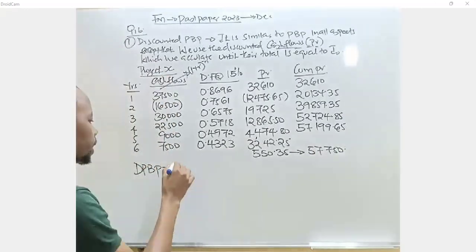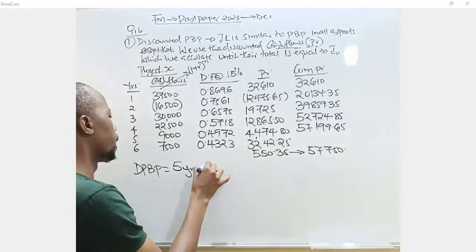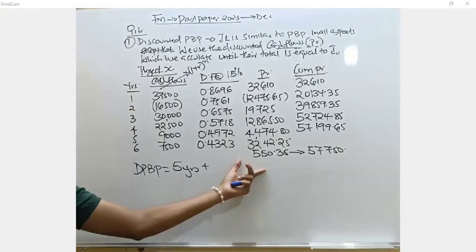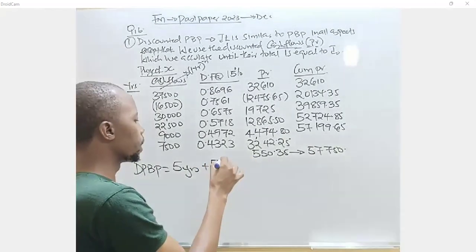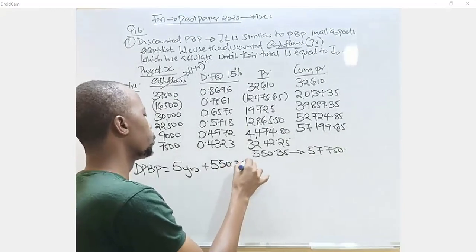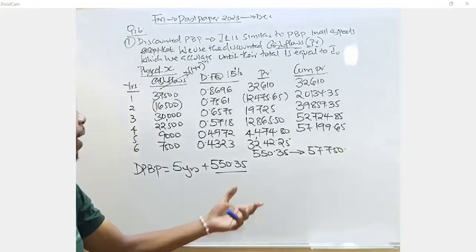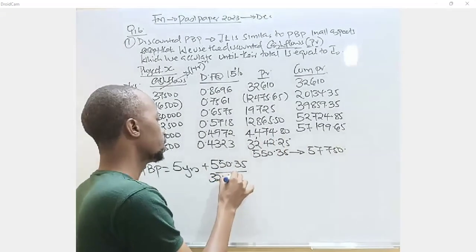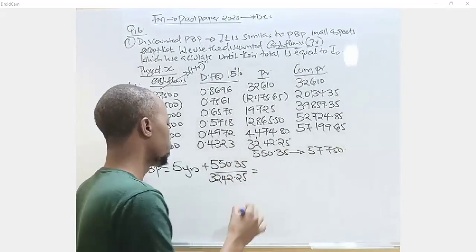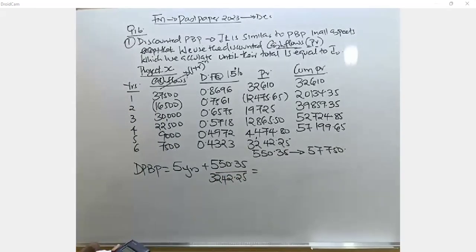So we have already taken 5 years, plus we just require some few months to generate 550.35. You divide it by the present value for the whole year, which is that 3242.25. So how much are you getting here, your discounted payback period?